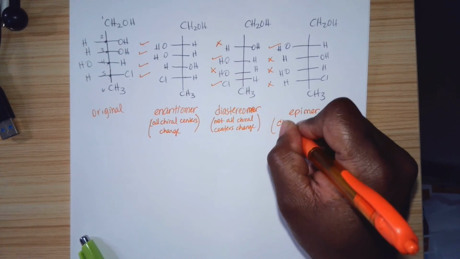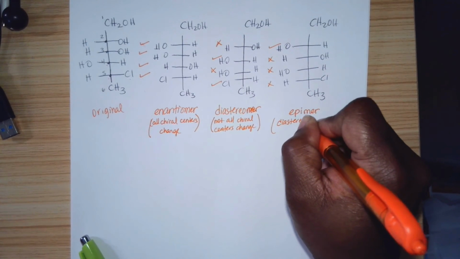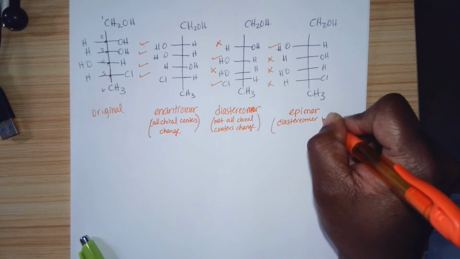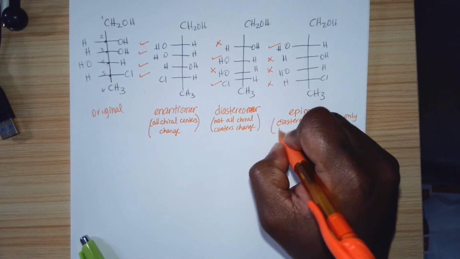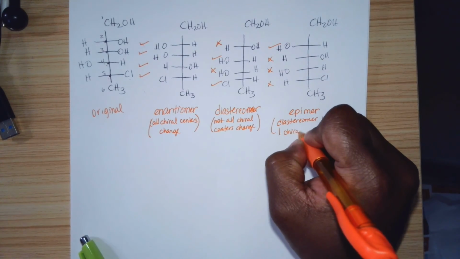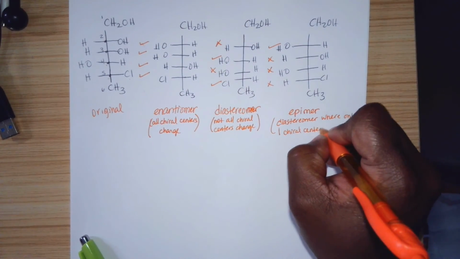So an epimer is a diastereomer where only one chiral center changes.